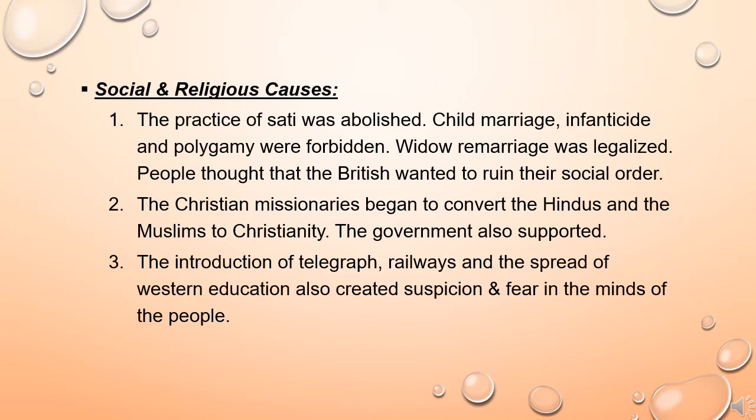As the Britishers abolished the sati system, they banned child marriage, infanticide and polygamy, and widow remarriage was legalized by them. Now the Christian missionaries started converting Hindus and Muslims to Christianity, and even the British government supported them, which was not liked by the Indian people.